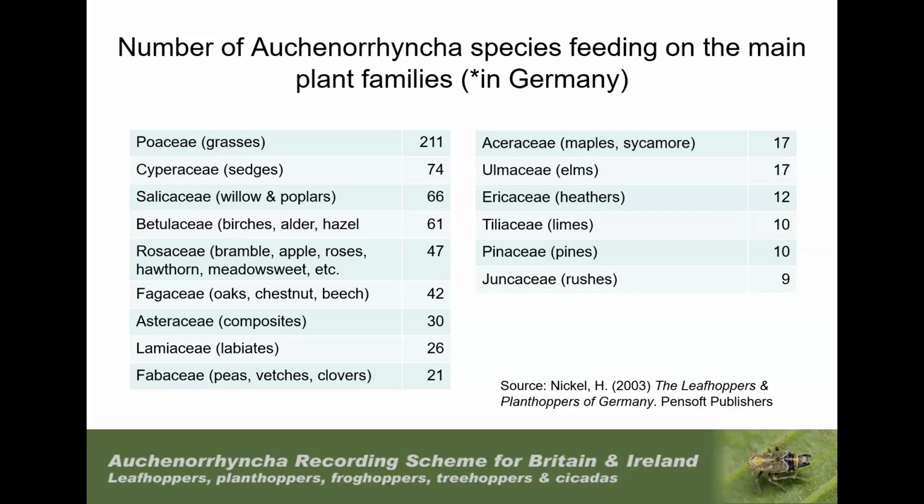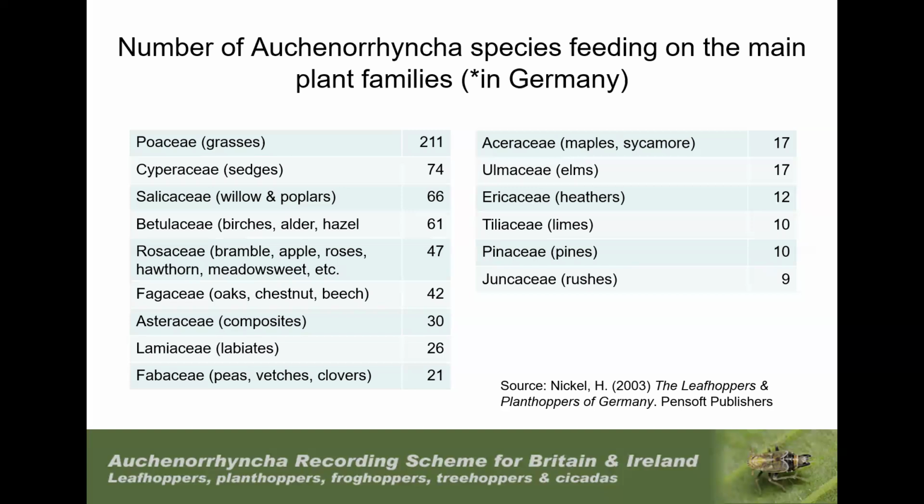So what you can see here is that almost half of the species, a good half of the species, feed on grasses. And if you add to that the species that feed on the other monocots, the sedges and the rushes, you're getting up to something like two-thirds, three-quarters of all of the hopper species feeding on these monocots. So that emphasizes the fact that grasses and grasslands and sedges and rushes are very important resources for these species.